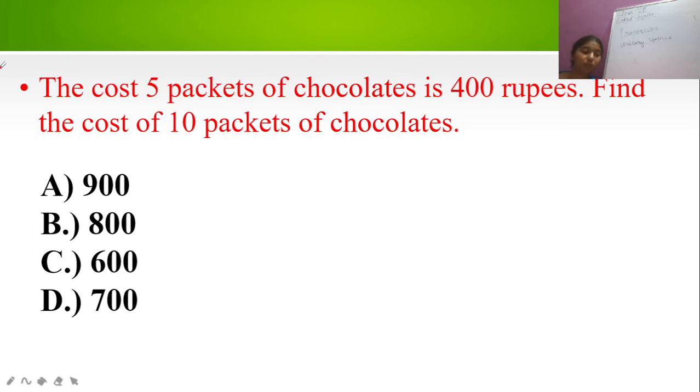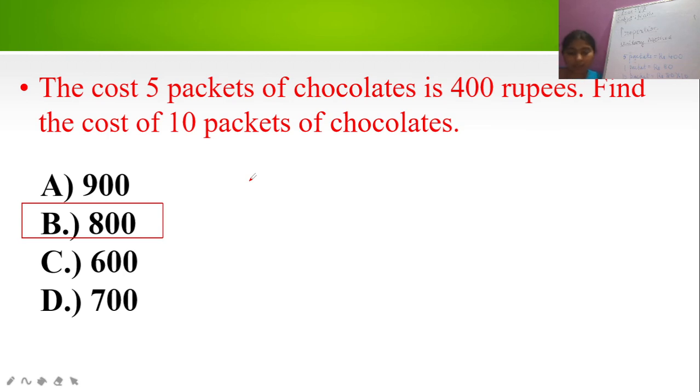Yes, students, very good. So basically we have the answer of which one? 800, right? So how do we get 800, students? We know that for the cost of 5 packets we have rupees 400, right? If you calculate for 1 packet, you get rupees 80. So we have to calculate for 10. You just multiply rupees 80 with 10, you get rupees 800, right? So that way you can solve these types of questions.